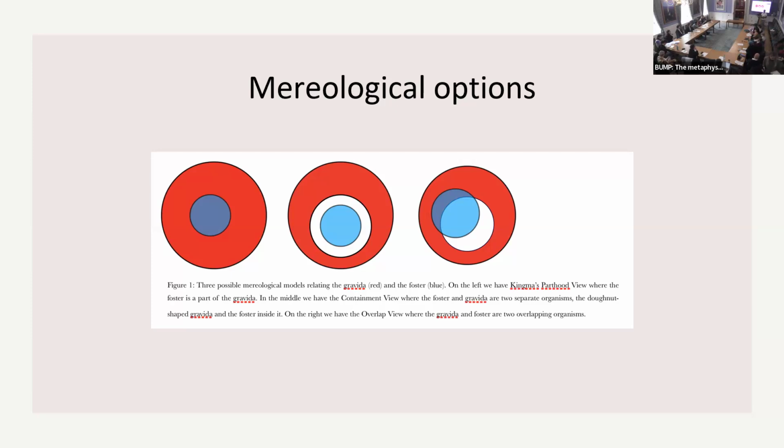So when I use "gravida," I'm just referring to the red. And then for the foster, I'm referring to the blue. And whether the blue is part of the red is the kind of substantial question. Right, so in this case, the blue is part of the red. In this case, the blue and the red are disjoint. And in this case, the blue and the red overlap.